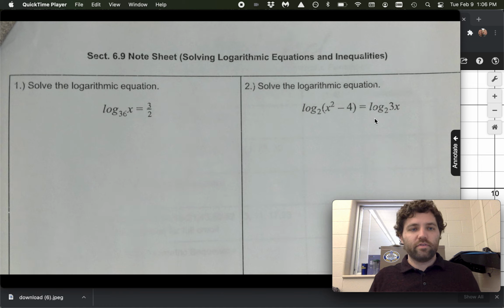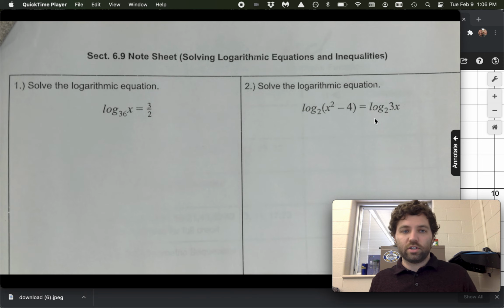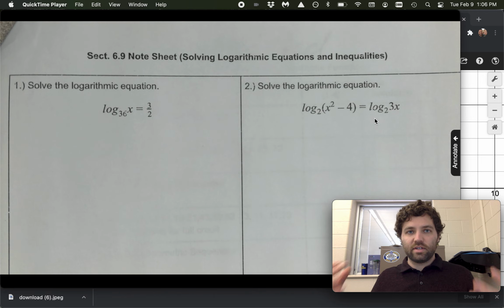We want to solve this first equation. We've got log base 36 of x equals 3 over 2. There's many ways that we can go about solving this. We can use the definition of a logarithm. We can use this exponentiation idea. I'm going to show you the algebraic method because I feel like that's the method that sticks in students' heads the best.